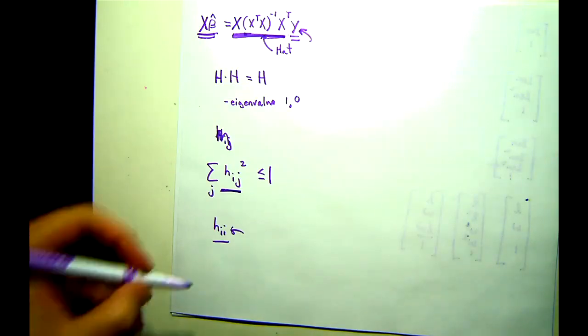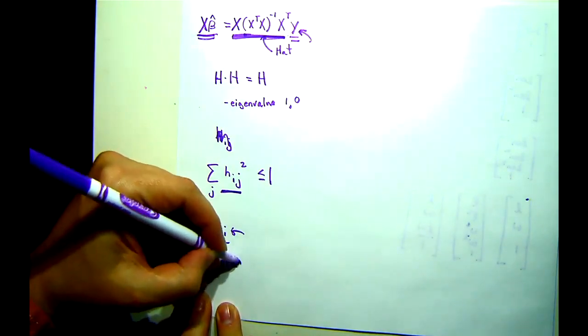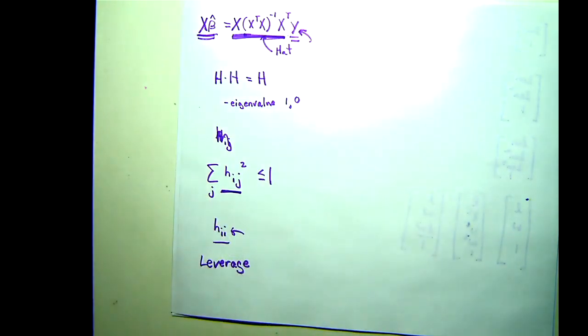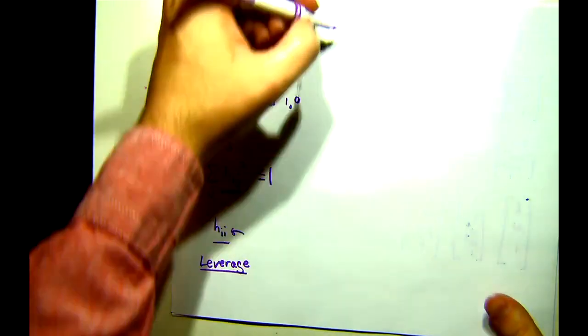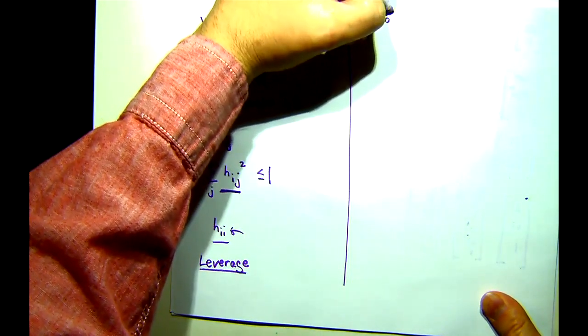This, by the way, is called the leverage, or the leverage, depending on whether you're British or not. That's the term for that particular form of identifying outliers. The next thing that we're going to talk about is called the Cook's distance.